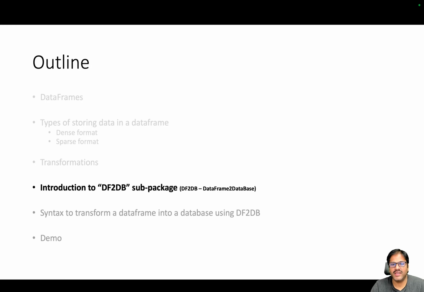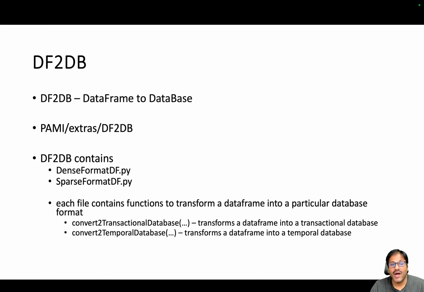Now let us see about our library df to db. df to db stands for data frame to database. This library you can find in the extras subpackage of the PAMI library. This library contains two programs. One program is dense format dataframe.py and the other program is sparse format dataframe.py.